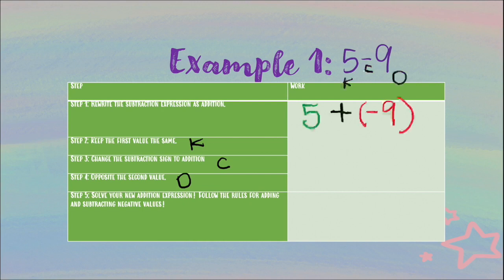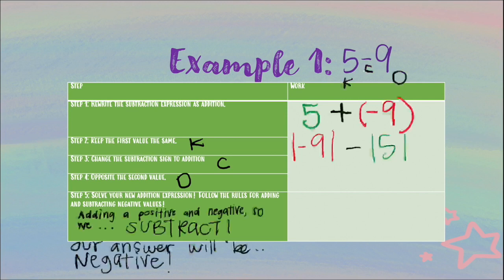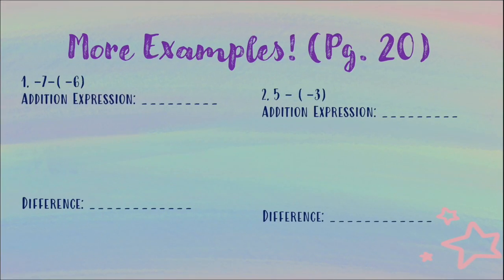So now we're going to solve our addition expression using those rules of addition. And I'm adding a positive and a negative, so we need to, you said subtract, you were correct. And our answer will be, yep, negative, right? Because we're going to keep the sign of the integer with the larger absolute value. So we'll do the absolute value of negative 9 minus the absolute value of 5, which gives us an answer of negative 4. Awesome work, my friend. Let's go through a couple more examples on page 20.